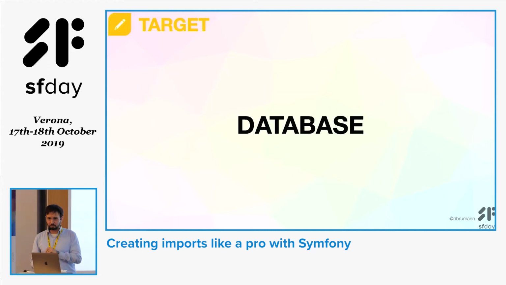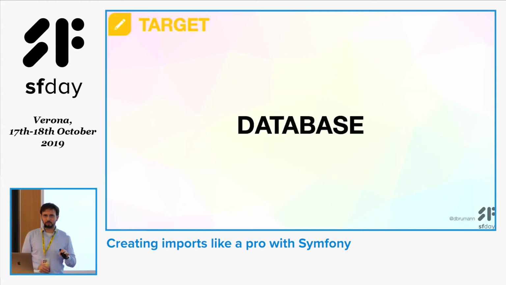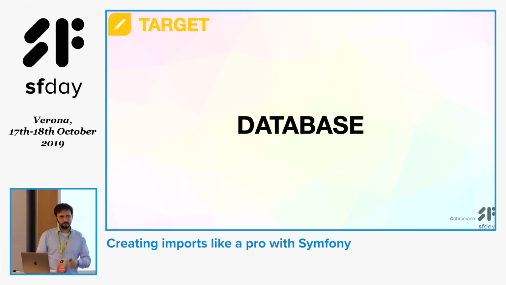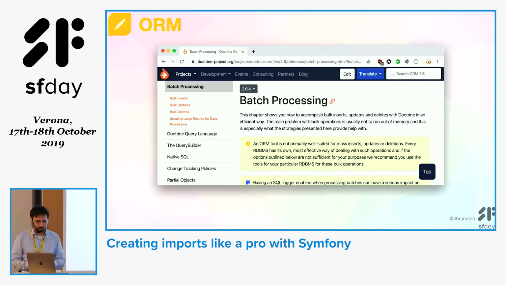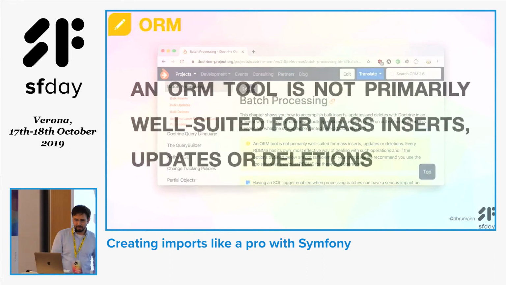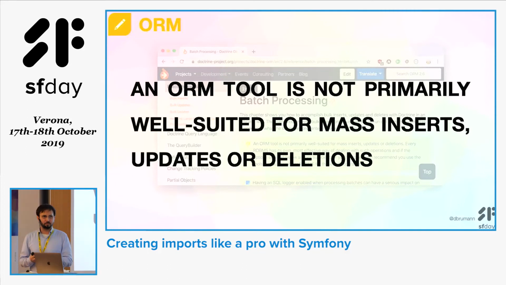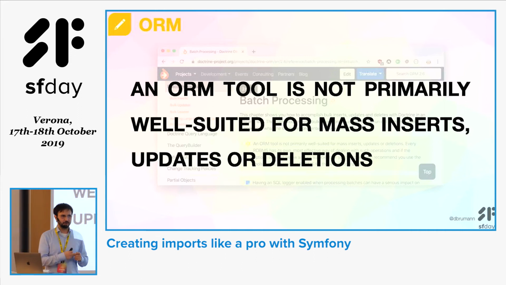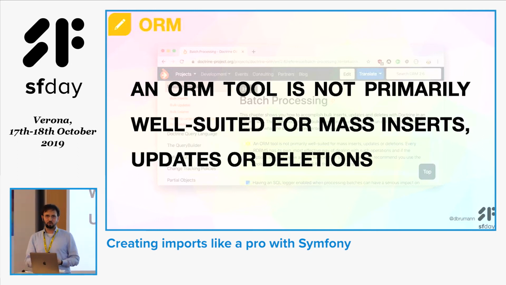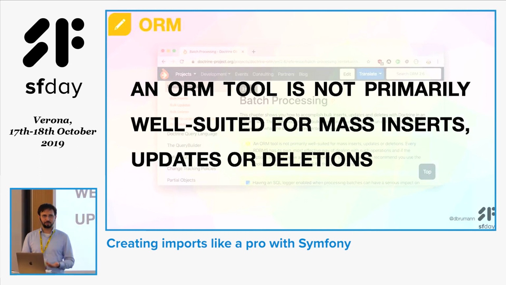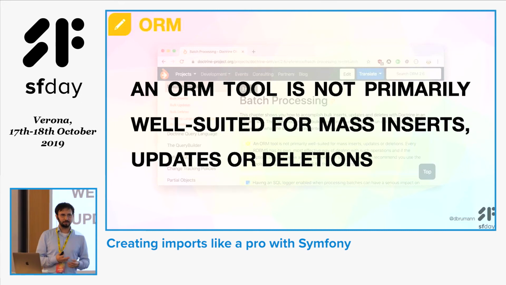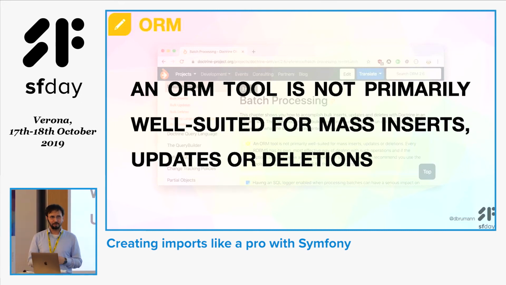Okay, writing is pretty quick. I will focus on database only, even though you could think about writing to, I don't know, Elasticsearch or whatever. And actually the Doctrine ORM has a pretty good documentation about batch processing, and I want to pick out two of the quotes I find most important from there. First of all, an ORM tool is not primarily well suited for mass insert, update, or deletions. So basically, you can use Doctrine ORM to do this stuff and to use bulk processing and importing, but the Doctrine team itself says, yeah, probably not the best choice, maybe fall back to DBAL.